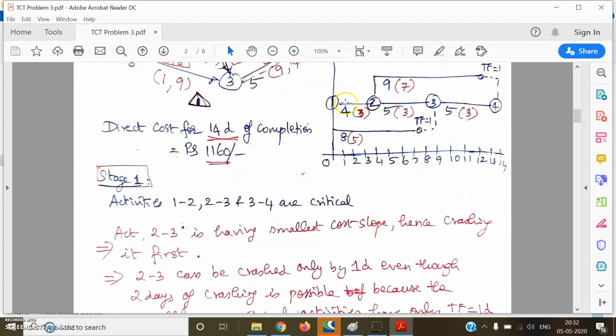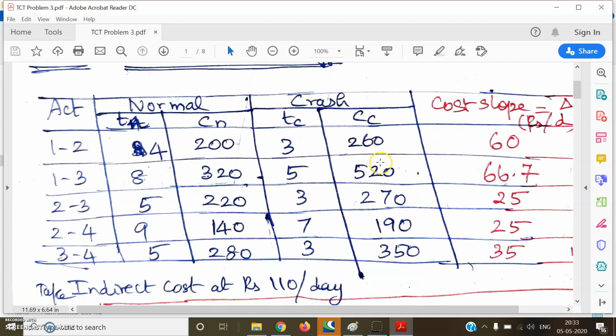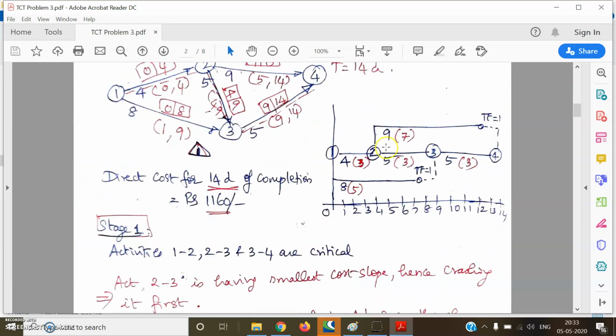In stage 1, what we have to do is crash the critical activities. We find that 3 critical activities are there: 1, 2, 2, 3 and 3, 4. Of these 3 critical activities, whichever has the least cost slope has to be crashed first, as that will incur the minimum increase in cost. The cost slope for 1, 2 is 60, for 2, 3 it is 25, and for 3, 4 it is 35. So 2, 3 has the least cost slope. Therefore, we will crash 2, 3 first.